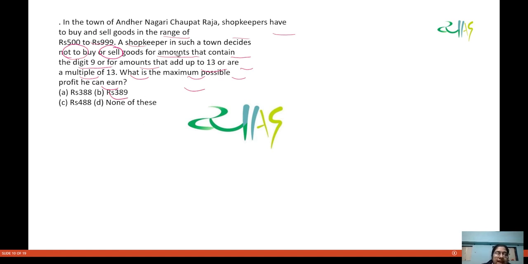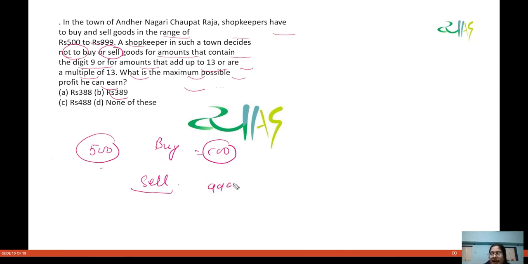So he can buy or sell goods at rupees 500 to 999. It is talking about maximum possible profit, so to gain maximum profit, let us buy at the least amount possible. So we are buying at 500 here. Now it is saying he cannot buy or sell at an amount that contains the digit 9. So 999 we can't sell, otherwise we could have had 499 rupees profit, but we can't.